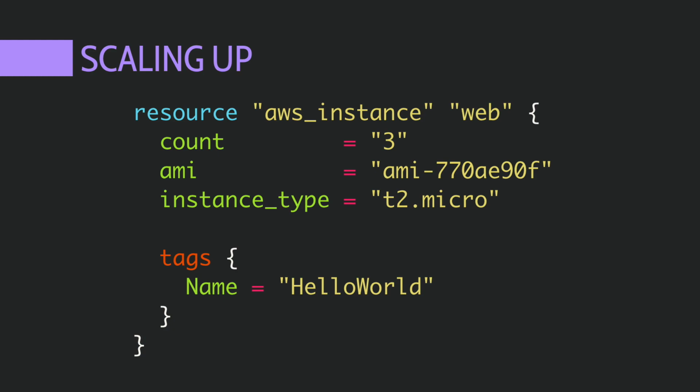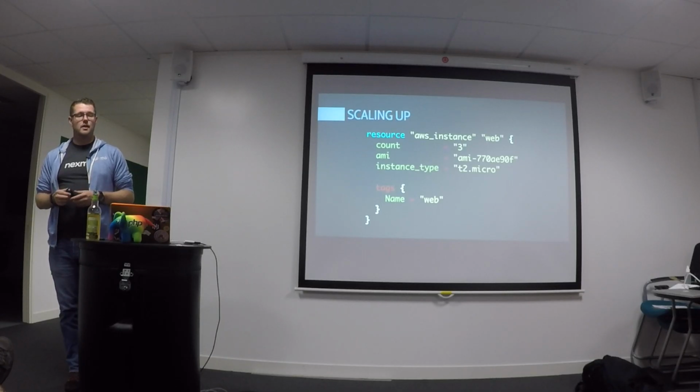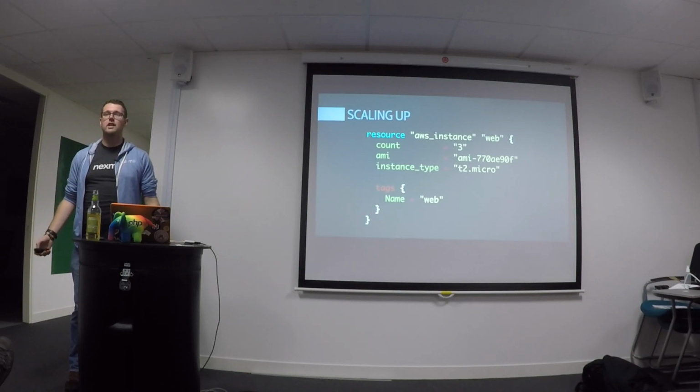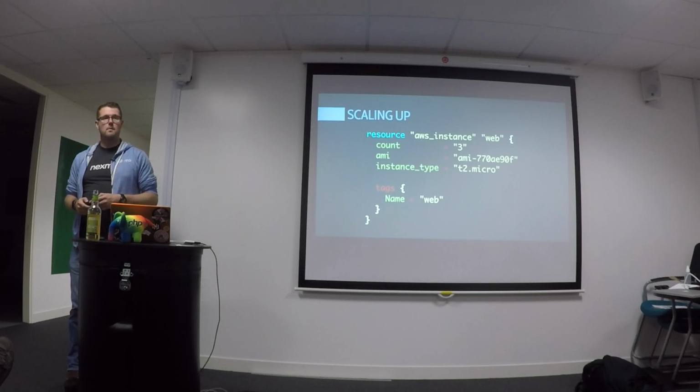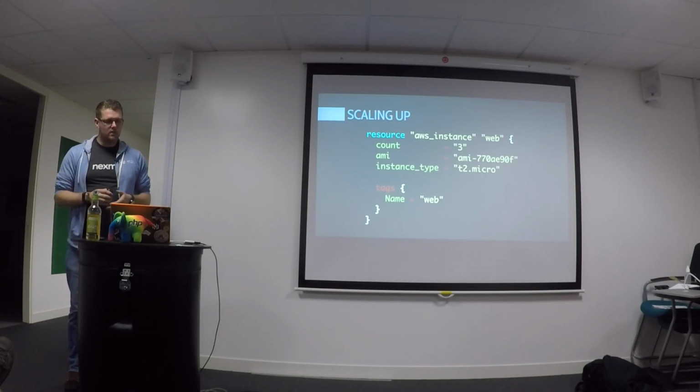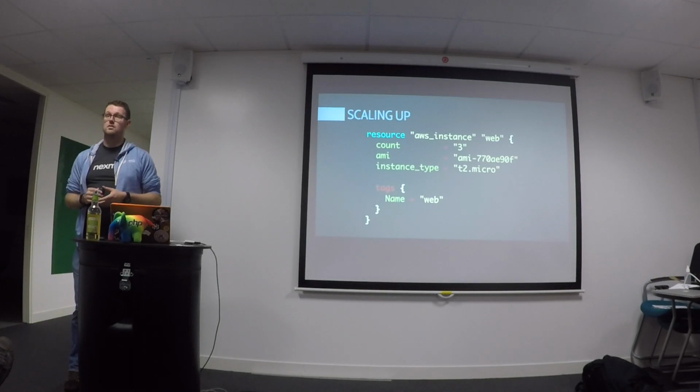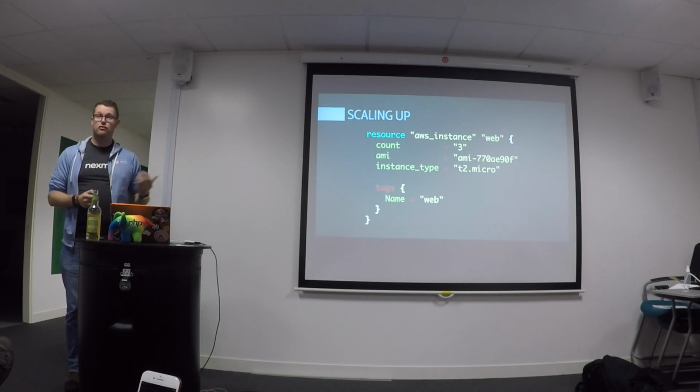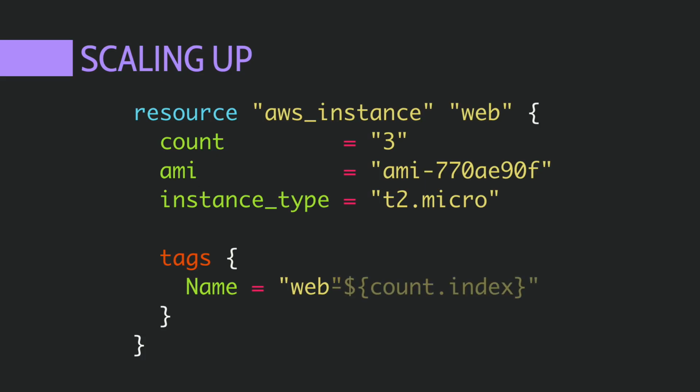And at the minute, our instance definition looks like this. We want to rename it to be something a little bit more sensible than hello world. The web servers, let's rename it to web. But then all 3 instances will be called web. How do we know which is which? Wouldn't it be good if they could have unique names? And thankfully, Terraform has us covered here as well.